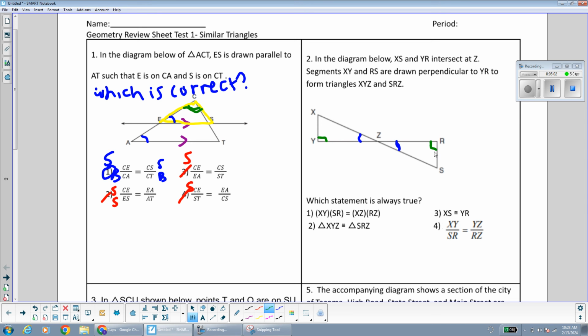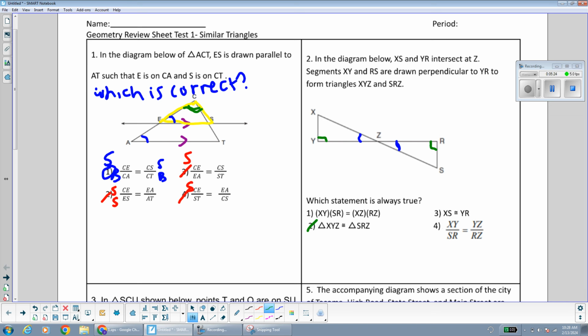Don't get fooled by answer choice number 2. That does not say similar. That says congruent. I don't know these triangles are congruent. AA proves similarity. AA does not prove congruence. To prove triangles congruent, you would need a congruent side somewhere, and we don't have that. So goodbye to that answer choice.